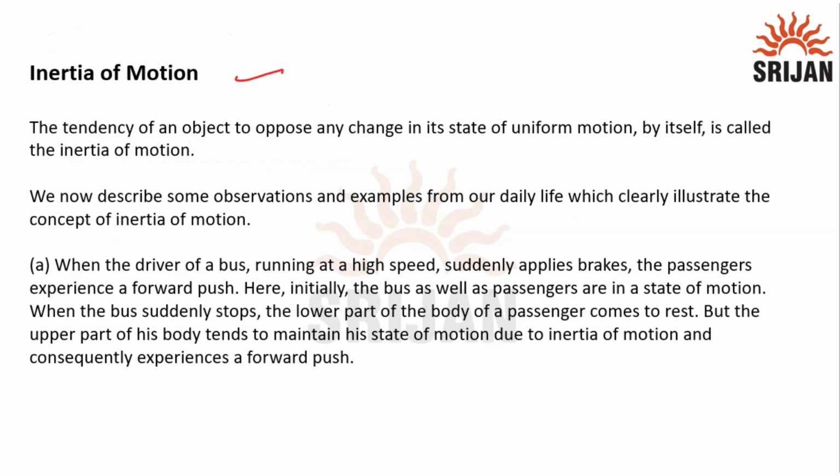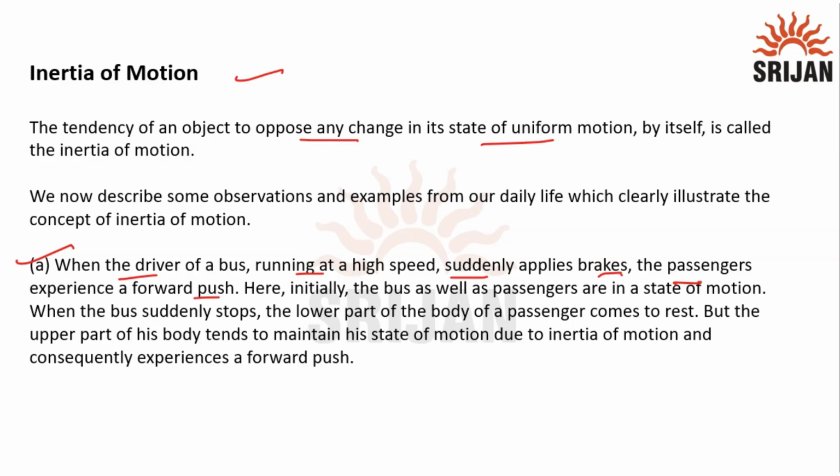Next is inertia of motion. Inertia of motion is the tendency of an object to oppose any change in its state of uniform motion. It means if it is moving uniformly, it opposes the change of its state of motion. Okay. Example: when a driver of a bus running at a high speed suddenly applies brakes, the passenger experiences a forward push. Why is it so?